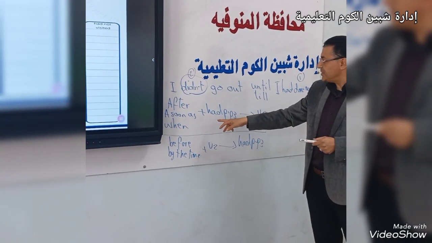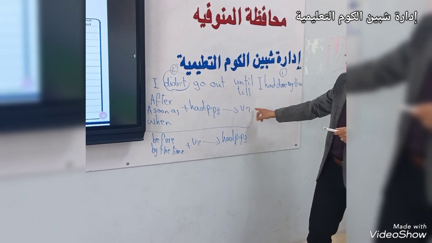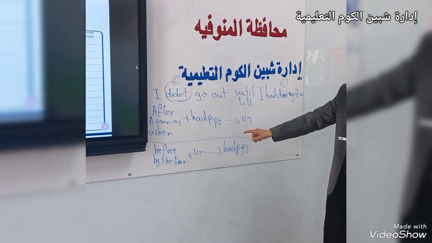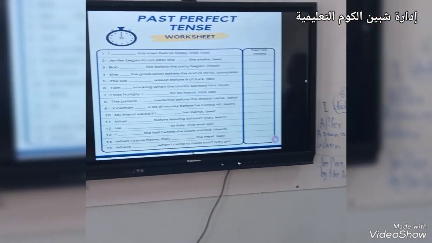After, as soon as, when is followed by had V3 and the second part will be V2. Before or by the time is followed by V2 or past simple, and after that had V3. Look at the first example.